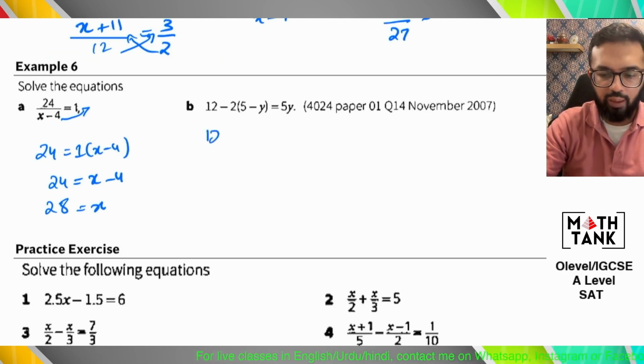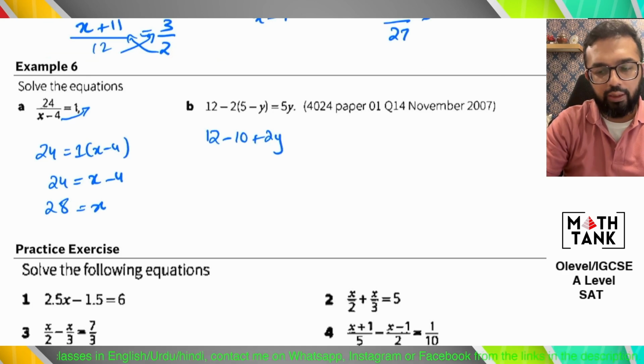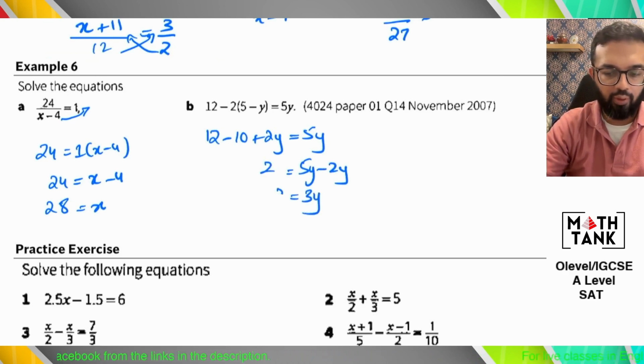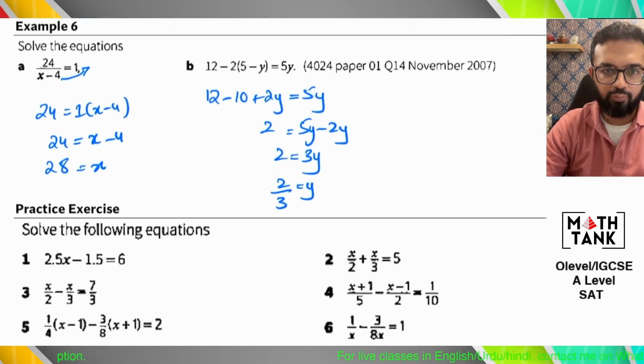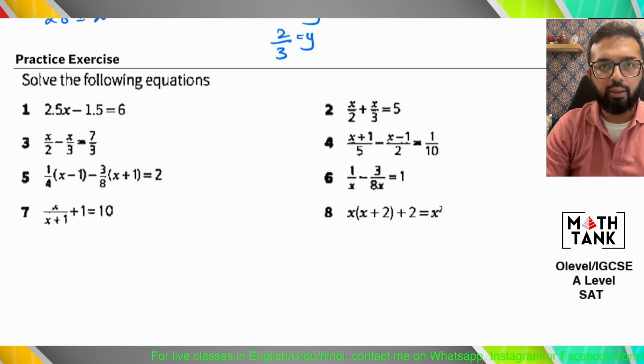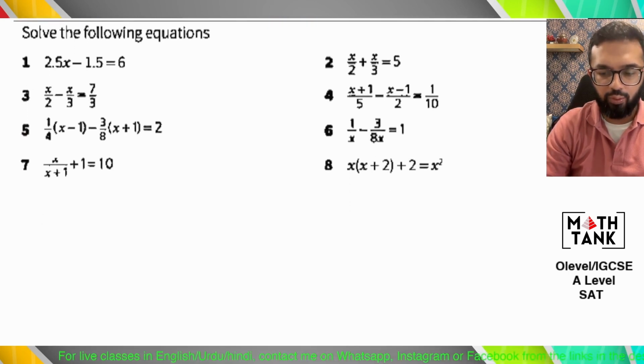Then for this one we have 12. Let's open up the bracket. So I have this. This is a past paper question again, so that should interest you a little. So y equals 2 over 3. That's a set of practice questions if you want to do them.